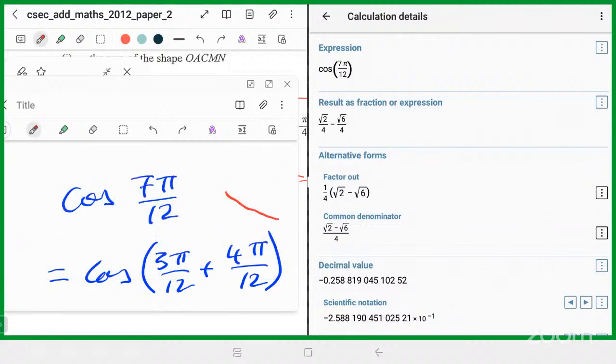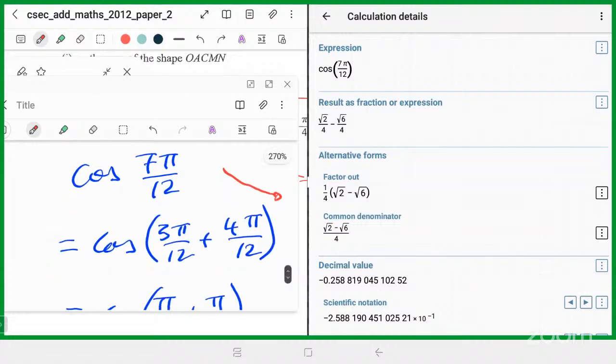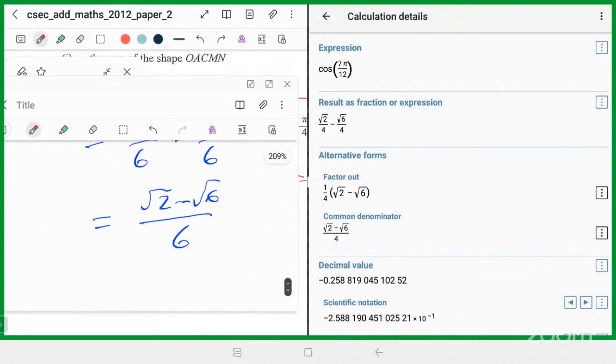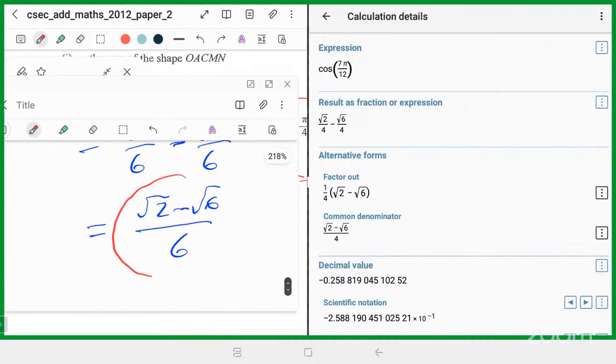Answer right there. That's what we got, right? Root 2 minus root 6 over 4 here. Root 2 and root 6 over 4, inside of here.